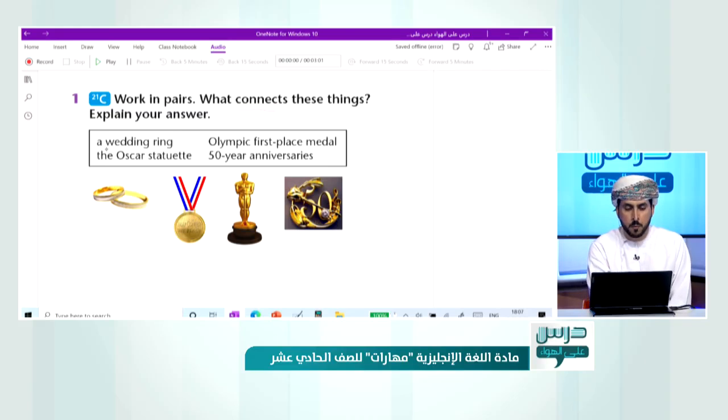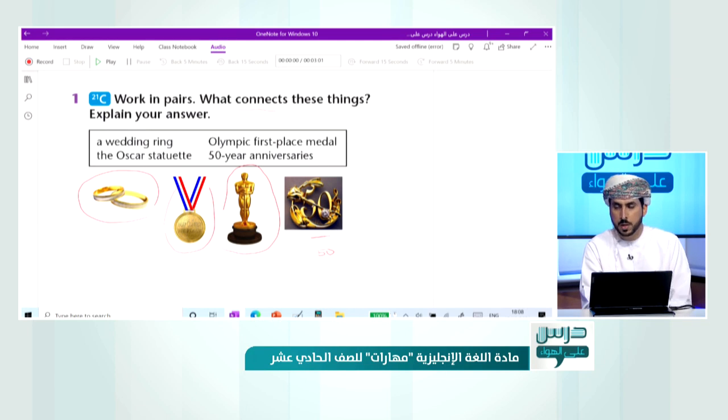We have a wedding ring. This is the photo of a wedding ring. We have an Olympic first place medal. This is the medal. We have the Oscar statuette. This is the Oscar statuette. And also we have 50-year anniversaries. Okay, what is common between them?